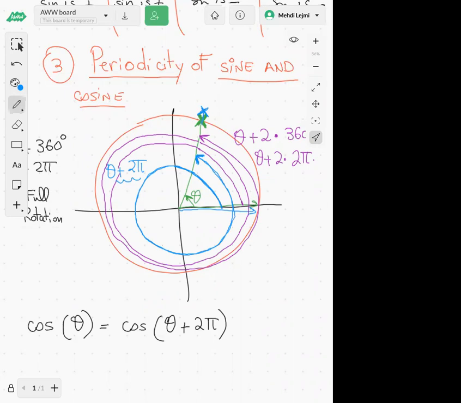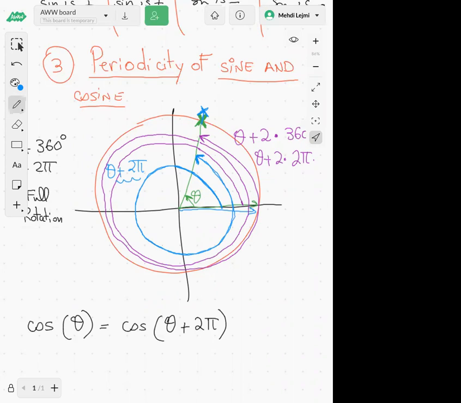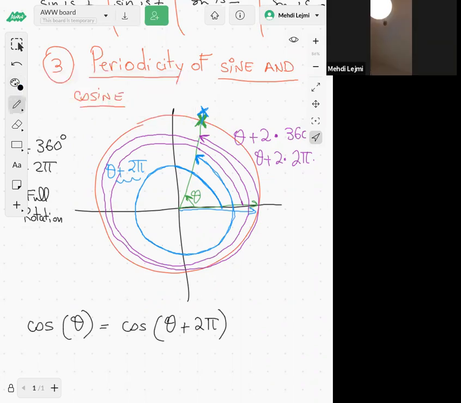Is that the same as a full rotation? Yeah, it's the same as a full rotation. So what we are saying here, guys, is that if you have your theta and you add 2 full rotations, or 3 full rotations, etc., that doesn't change the value of cosine or sine, because you're going to come back to the same point.